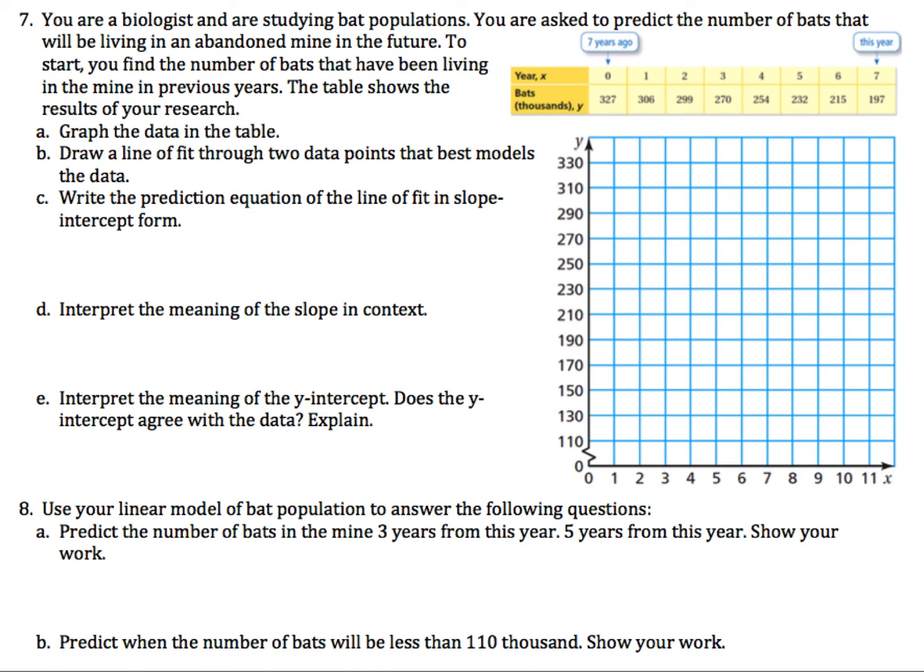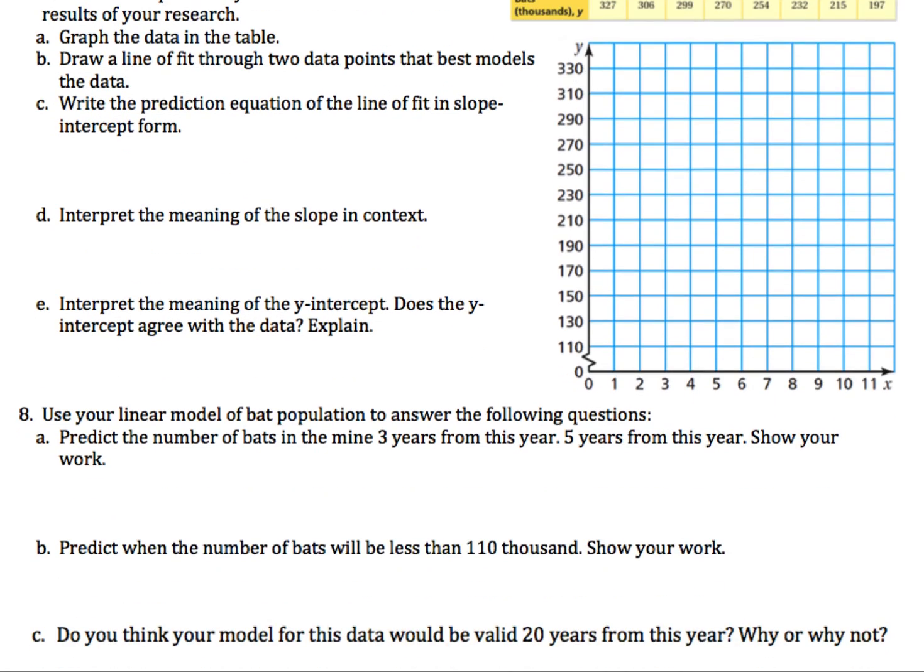Number 7, on this one, you're going to plot some points. This is looking at bat populations. And you're going to graph the data, draw a line, make a prediction equation, interpret the meaning of the slope, and then the y-intercept. On number 8, it's about the same data from number 7. You're going to predict the number of bats at some different years, and you're going to predict when the number of bats will be less than 10,000, and then decide whether you think this is valid for 20 years from now, or for 20 years from the beginning.